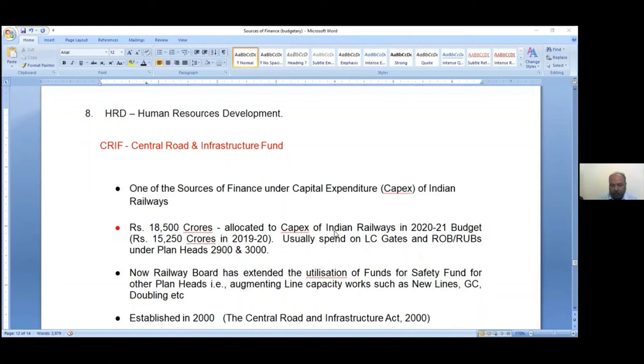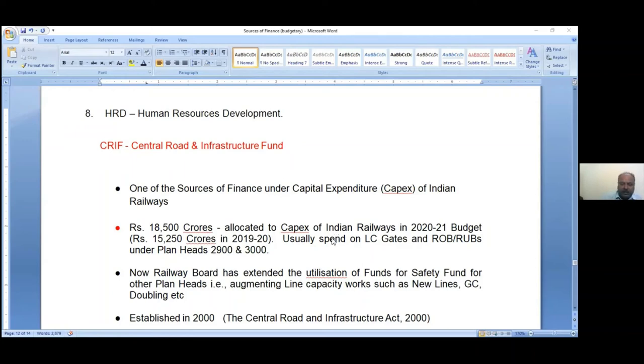Capital expenditure flowing into railways is allotted. Prior to 2019-20, it was almost 15,050 crores. This is usually spent on the LC and ROB heads, but recently the Railway Board has issued a letter on utilization of funds for other works also. So now CRIF can be used for other infrastructure works, that is new lines, gauge conversion, doubling, traffic facilities, all related to line capacity.